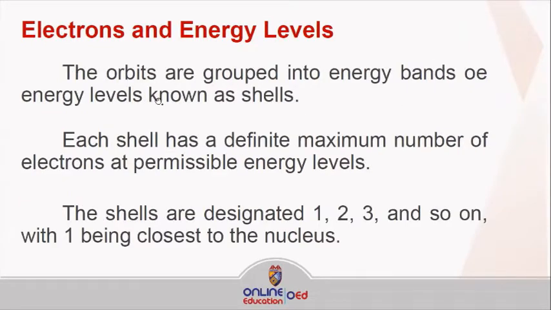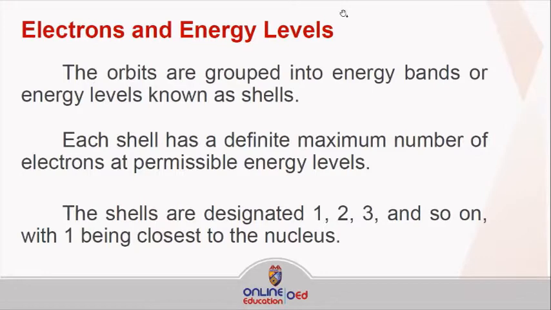Okay, now how about the electrons and energy levels? The orbits are grouped into energy bands or energy levels known as shells. Okay, yung mga orbit, for example, nakagroup sa shell 1, shell 2, shell 3, nakagroup into energy band or energy level na tinatawag nating shells. Each shell has a definite maximum number of electrons at a permissible energy level. Then the shells are designated as shell 1, shell 2, shell 3, and so on, with one being closest to the nucleus. Okay?